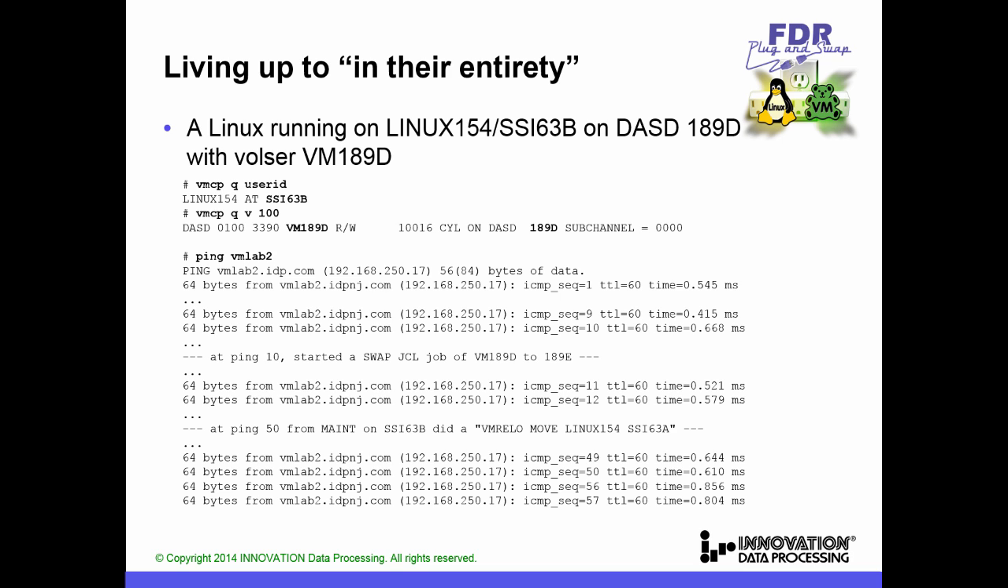At around ping 50, I went over to z/VM maintenance. I did a VM relocate move Linux 154 from 63B to 63A. All right, now who sees a little issue with the pings there? All right, so packet 50, and then some packets were dropped, about 5 packets were dropped, and then it picked up at 56. And this is not unexpected from VM relocate. Correct? We're not saying that we'll never drop a packet, right?